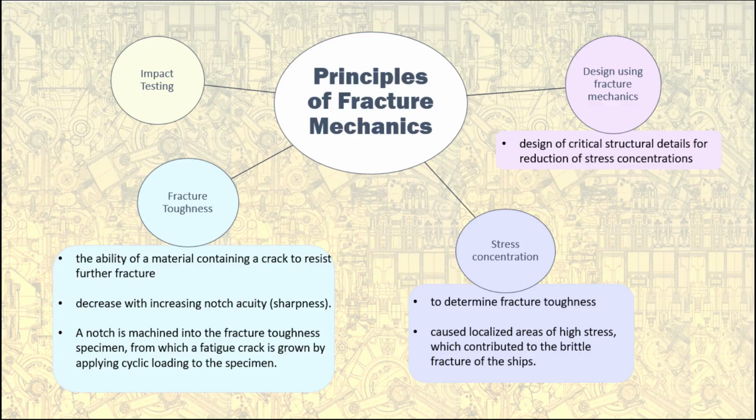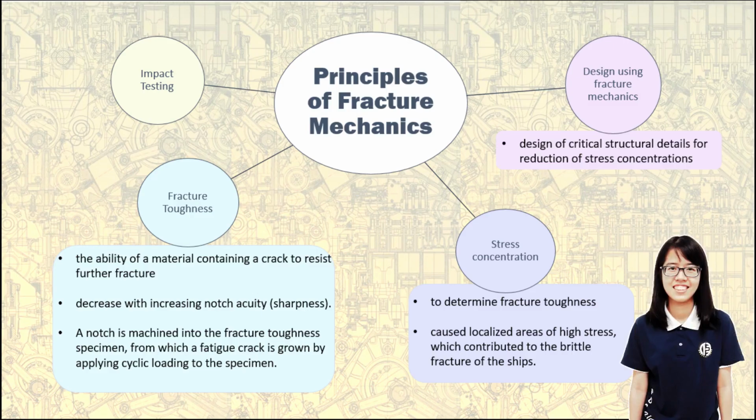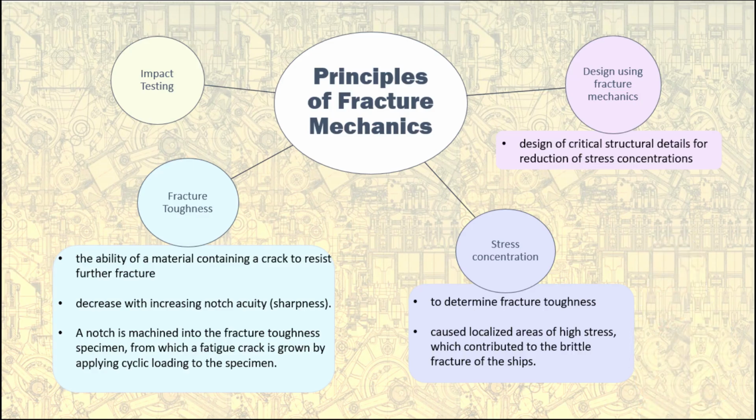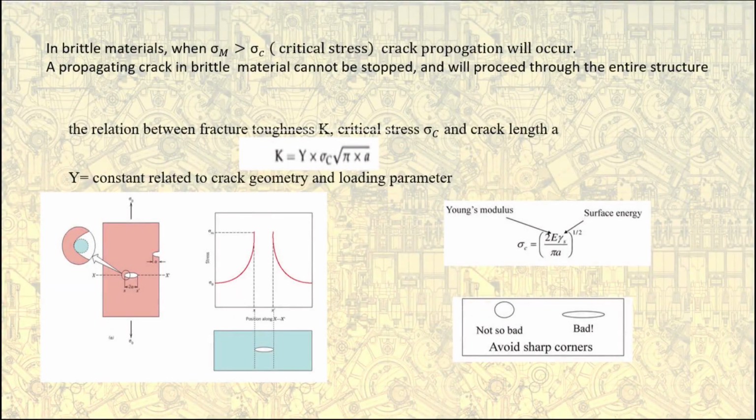Fracture toughness is the ability of a material containing a crack to resist further fracture. Fracture toughness decreases with increasing notch acuity, which is sharpness. Impact testing will be discussed later. In brittle materials, when maximum stress is greater than critical stress, crack propagation will occur. There is an increase of crack size and stress concentration. A propagating crack in brittle material cannot be stopped and will proceed through the entire structure.